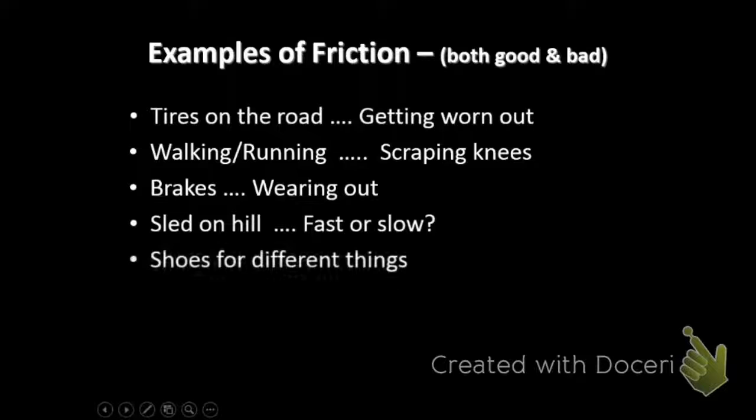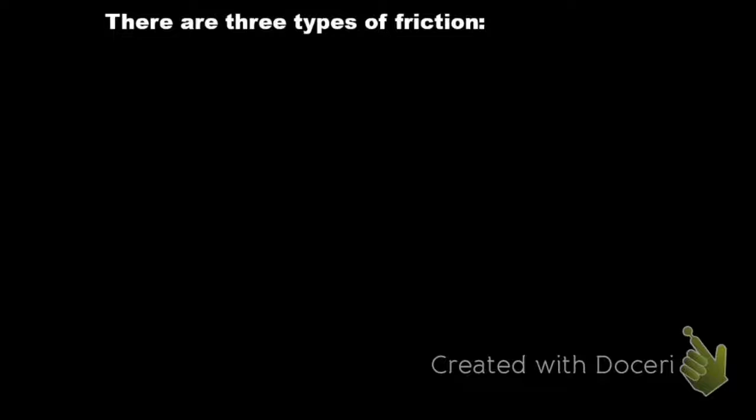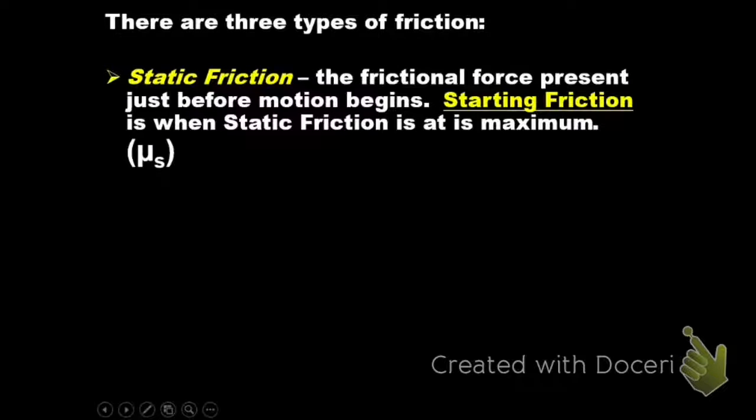Sledding down a hill, whether you go fast or slow, your shoes for different occasions, a big piece of the bottom of a shoe is how much friction it creates and what you want. We're going to be studying three different types of friction. The first is called static friction. Static in this case means without motion, and that's exactly what it is.